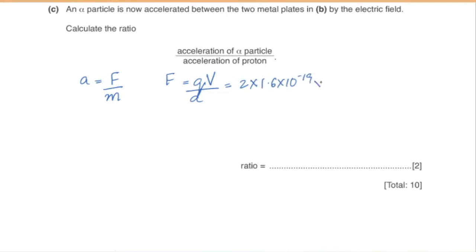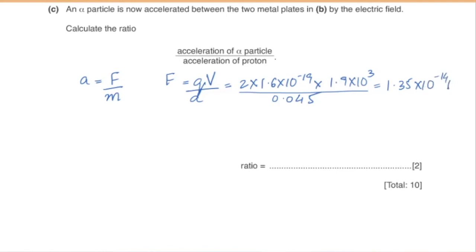The voltage between the charged plates is 1.9 × 10^3 divided by the distance between the charged plates, which is 0.045 meters. Hence we have the force as 1.35 × 10^-14 newtons.